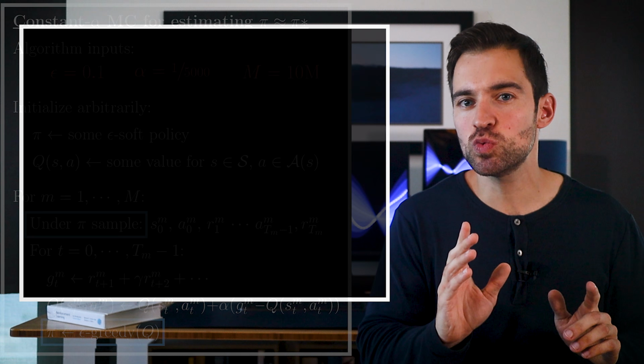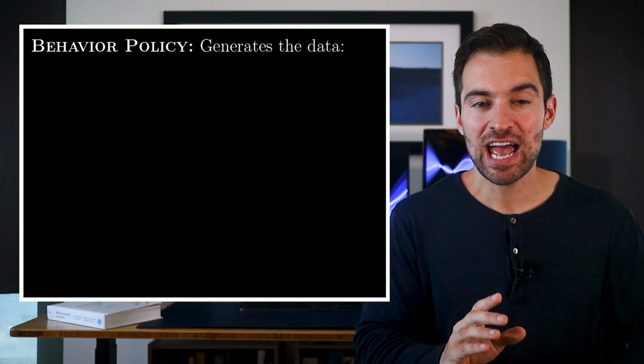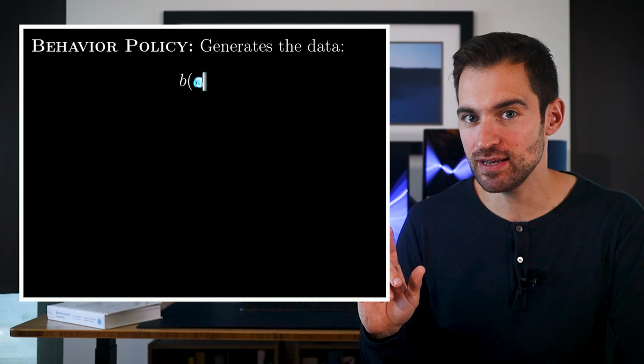To do so, we'll need to tweak our notation a bit. The behavior policy is used to generate the data, and we can refer to it as B.